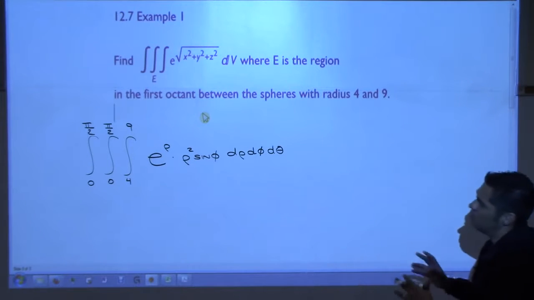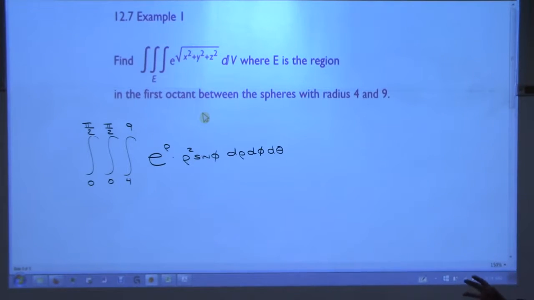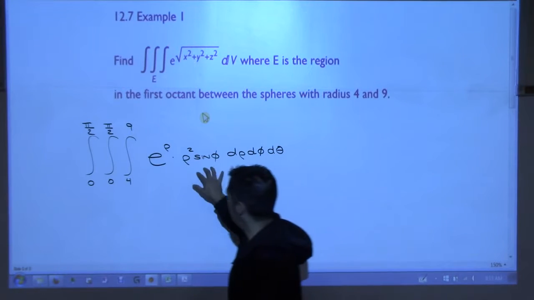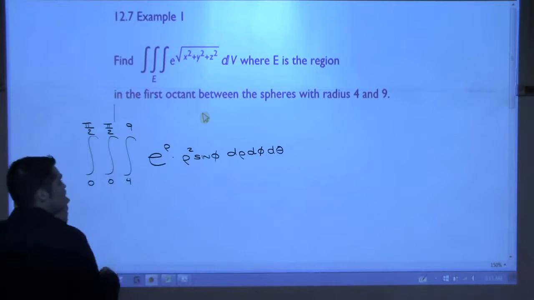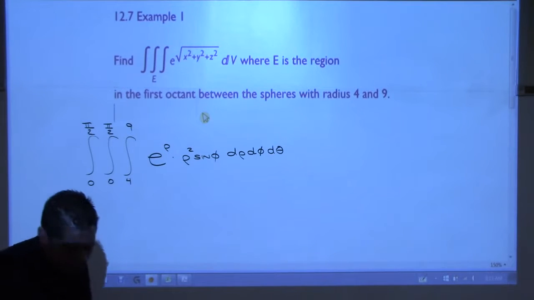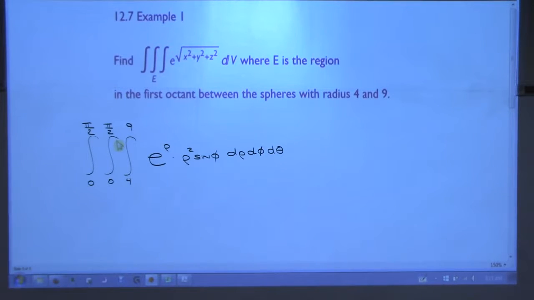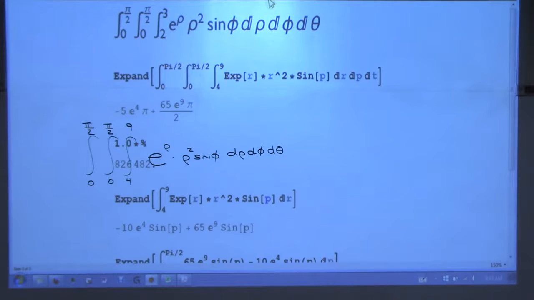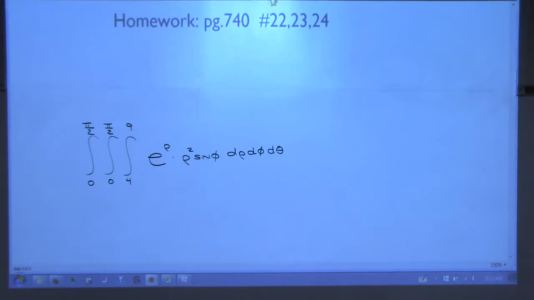This is really just a matter of converting to spherical, making sure you get all the pieces of the integral set up properly. Yeah, I'll let you have that. All right, let's look at the next example. Oh, well, actually, that's the work for it. Don't worry about that. And then that's the homework assignment.